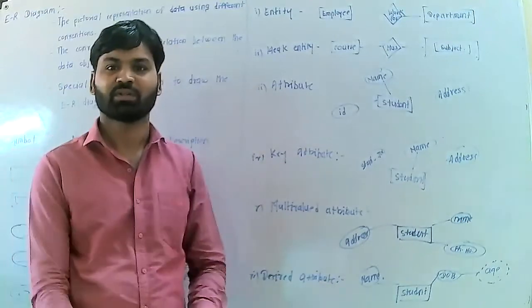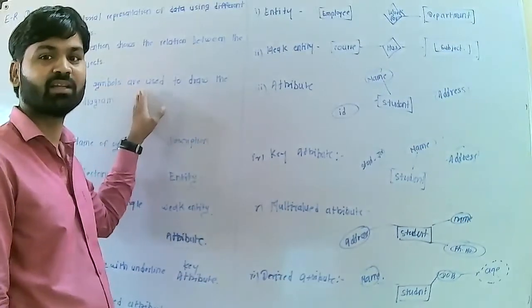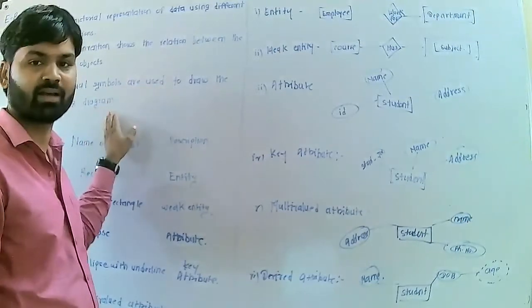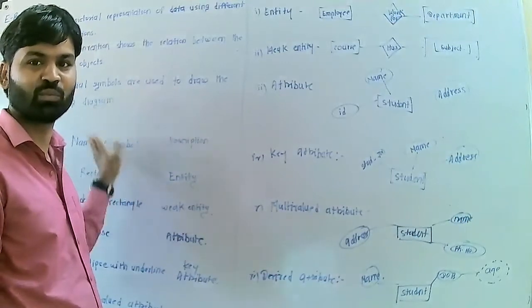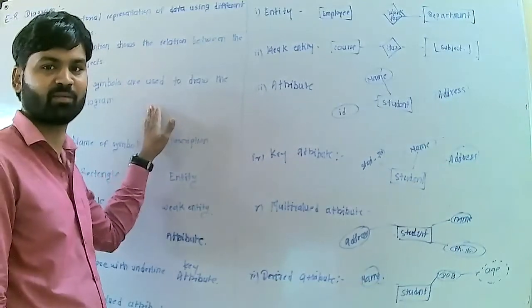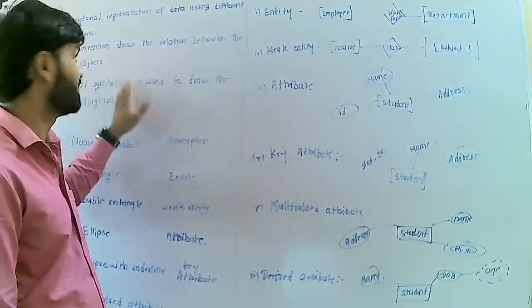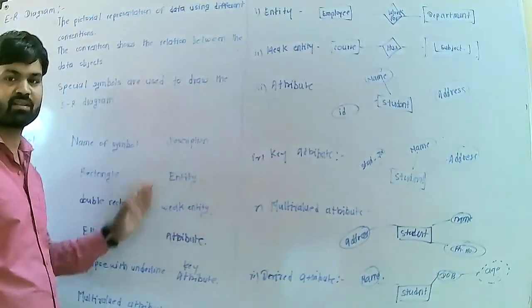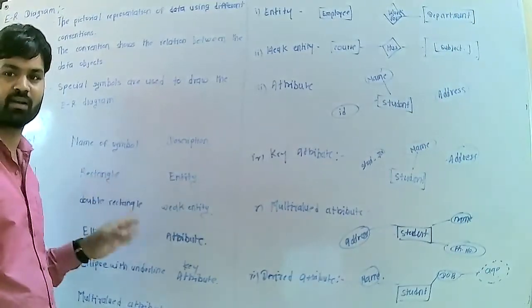Conventions means what? These are the different spatial symbols which are used to draw the ER diagram. Your entities are related by using various spatial symbols, and we draw the ER diagram by using the relation between the data objects. This is nothing but your ER diagram. These are the spatial symbols which we are going to use in drawing the ER diagram.